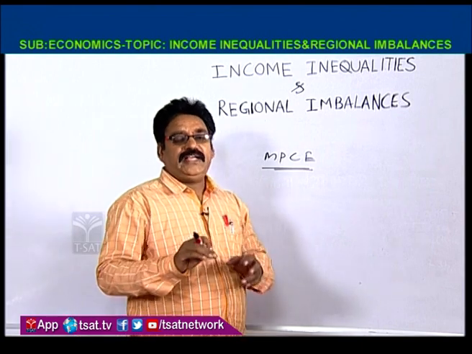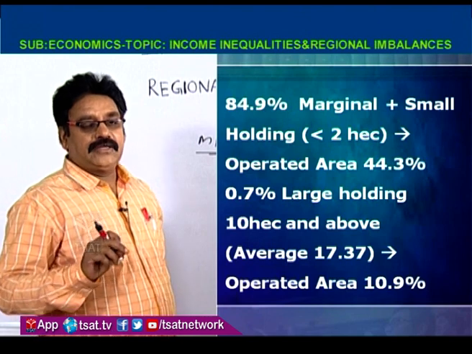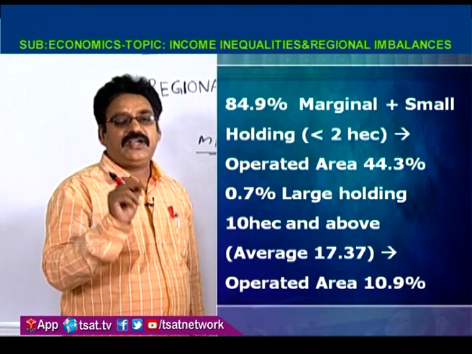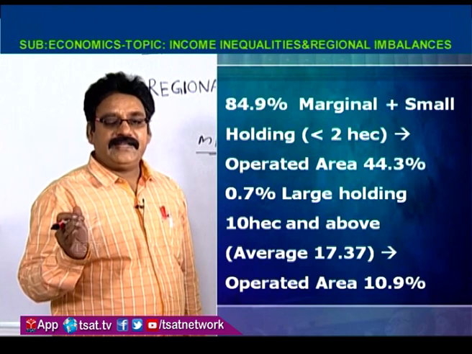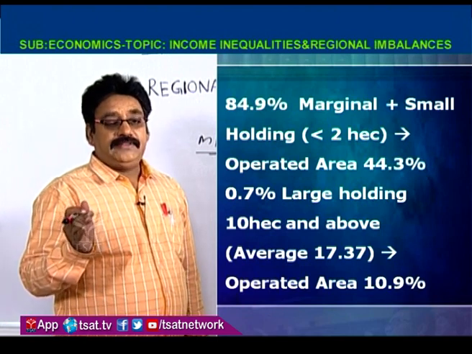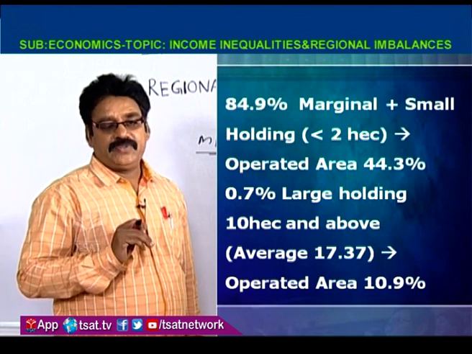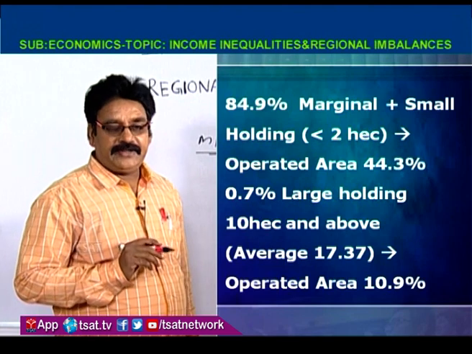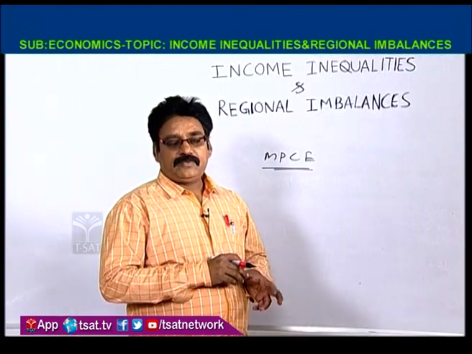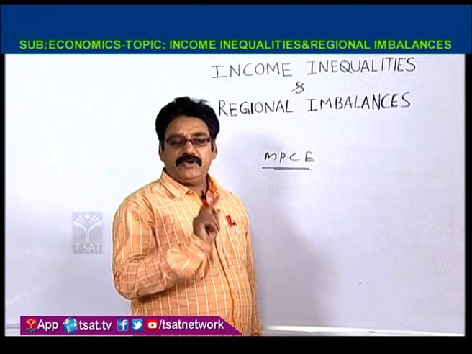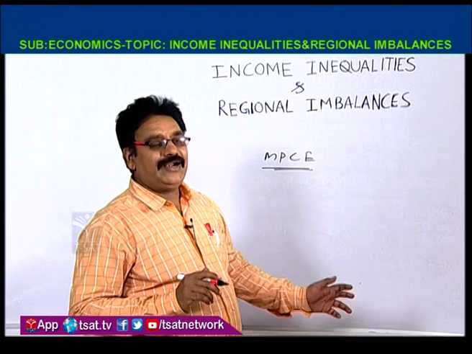Whereas the large holdings, only 0.7%, not even 1%, have more than 10 hectares, and their average land is 17.37 hectares. Their operated area is 10.9%. Out of a total of 100 acres, they have almost 11 acres, with not even 1% of the holdings. That is the situation prevailing in India regarding land ownership.